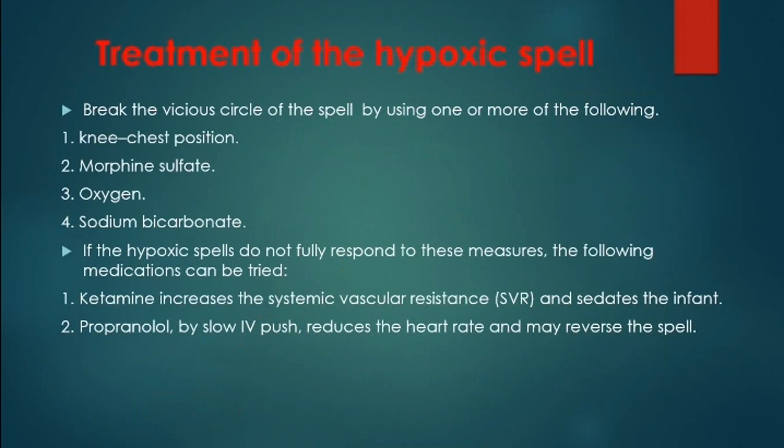Treatment of hypoxic spell should break the vicious cycle of the spell by, number one, a knee-chest position where we increase the systemic vascular resistance, shifting the blood more towards the RVOT. Morphine sulfate decreases the irritability of the patient. Oxygen improves the hypoxia. Sodium bicarb improves the acidosis. If these measures are not enough to control the spell, we can give IV propranolol that reduces the heart rate and reduces the infundibular narrowing, and we can also give ketamine that increases systemic vascular resistance and sedates the patient.